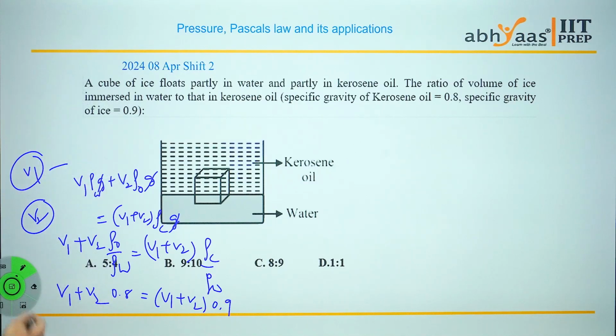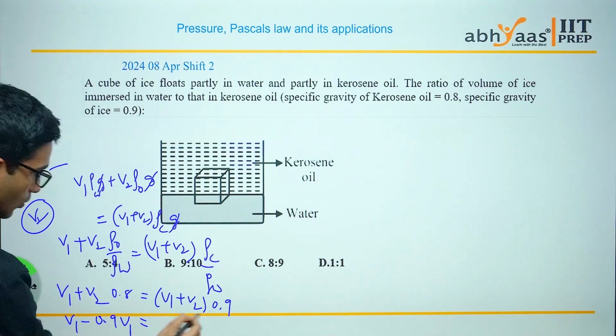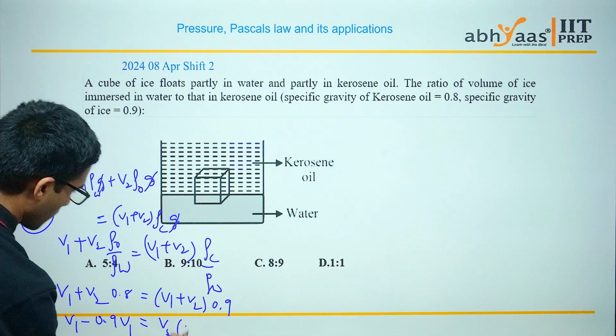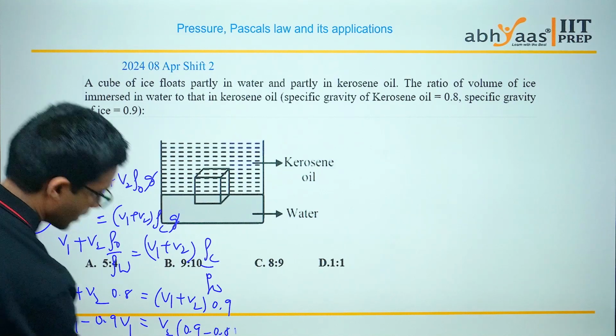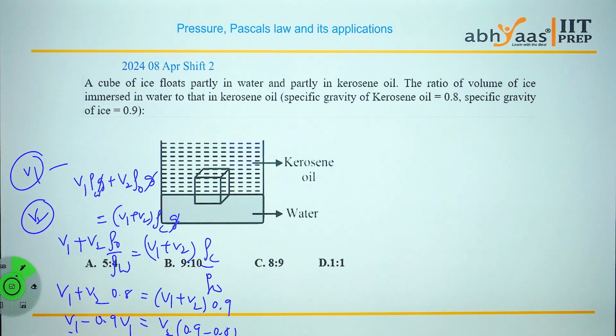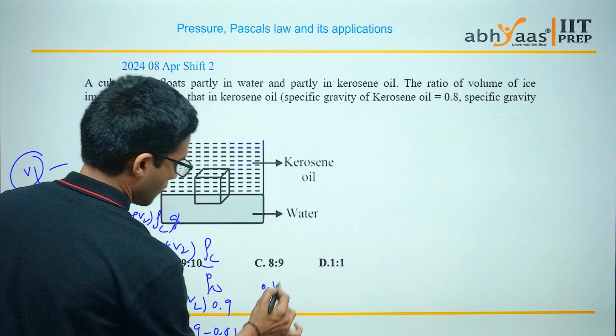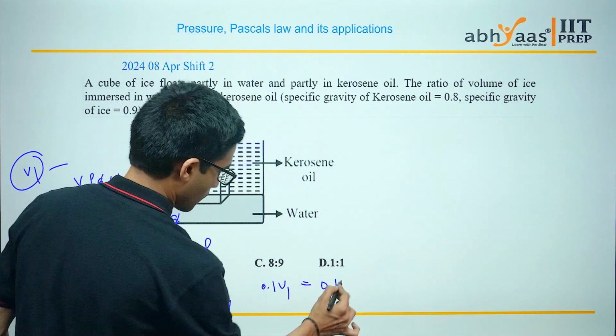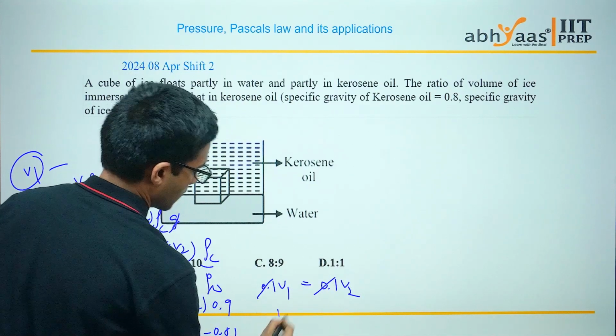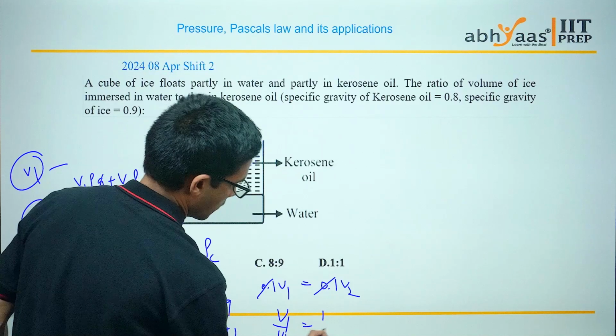So then what happened? If you multiply like this, V1 into 0.9, this is V1 minus 0.9 V1 is equal to V2, if you take common, 0.9 minus 0.8. So here 1 minus 0.9 is 0.1 V1 is equal to 0.1 V2. So 0.1 cancels, V1 by V2 equal to 1 by 1.